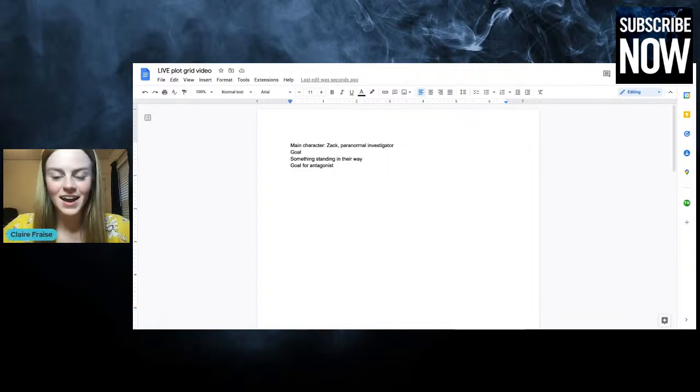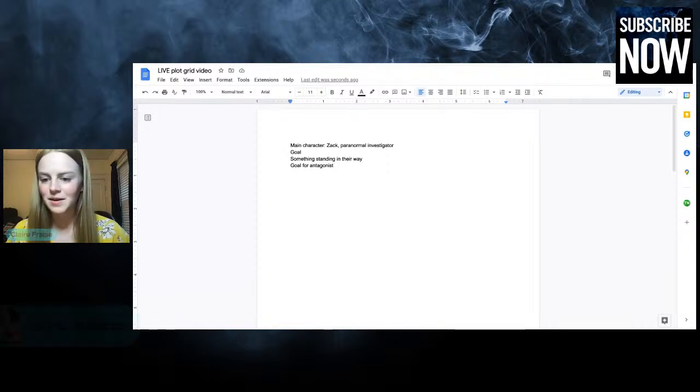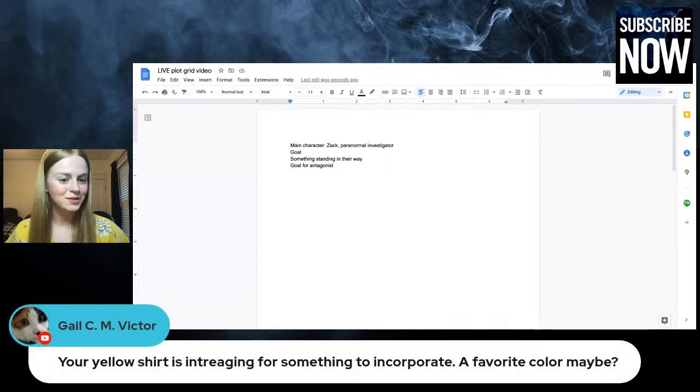Zach has to have a goal or something that he wants to achieve. I think the job of a paranormal investigator includes some pretty tangible goals. So if there is something spooky happening, then maybe the paranormal investigator will have to tackle that spooky thing. Oh, we got a comment. Gail said, your yellow shirt is intriguing for something to incorporate. A favorite color, maybe. Oh, yeah. Okay.